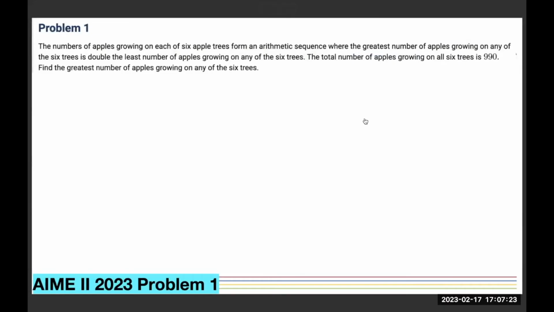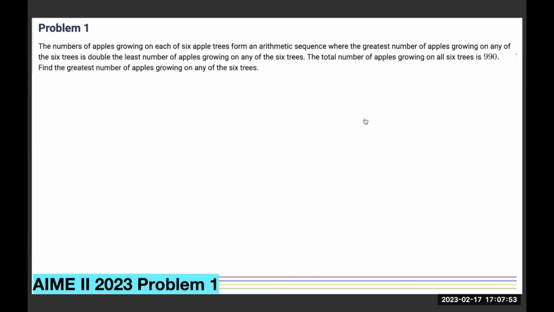This is the 2023 AIME II problem number 1. The numbers of apples growing on each of 6 apple trees form an arithmetic sequence where the greatest number of apples growing on any of the 6 trees is double the least number of apples growing on any of the 6 trees. The total number of apples growing on all 6 trees is 990. Find the greatest number of apples growing on any of the 6 trees.